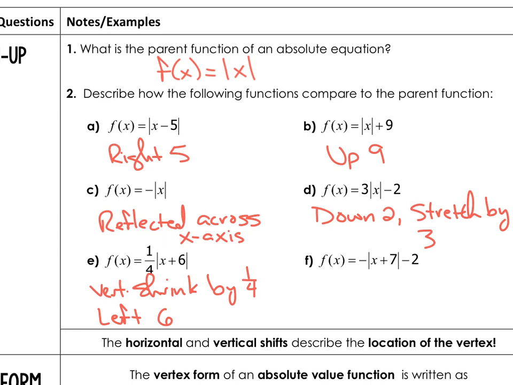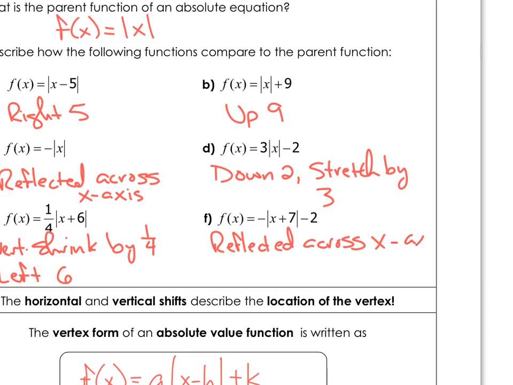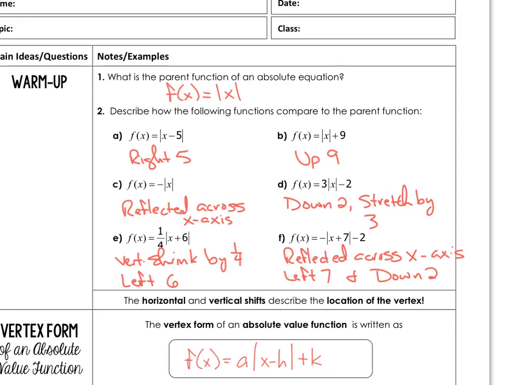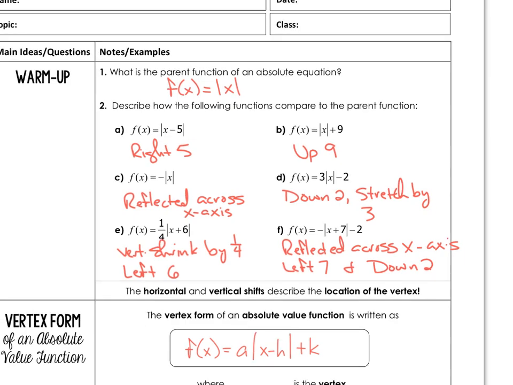And then lastly, for letter F over here, first of all, this one is reflected across the x-axis. It's also moved left 7 and down 2. So there are the basic transformations that you have. Now we're going to move on, and we're going to deal a lot with today. We're going to deal with absolute value equations.